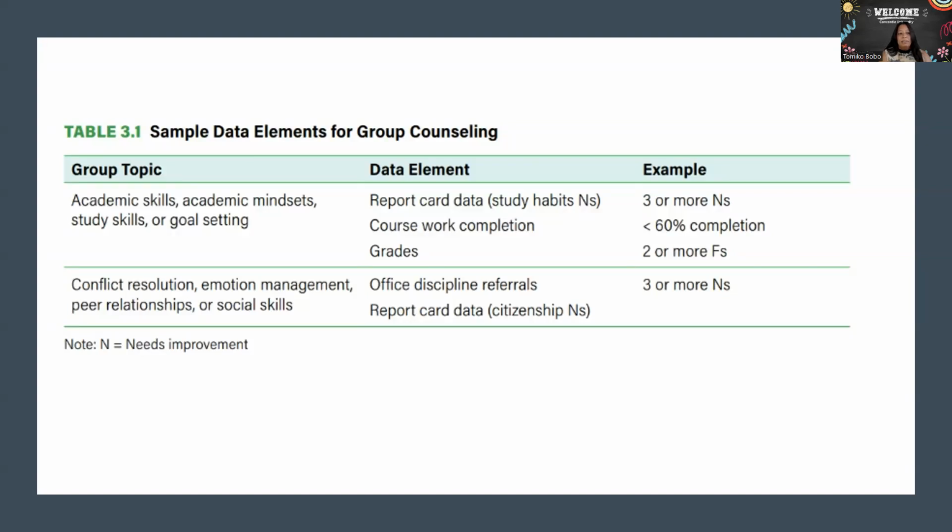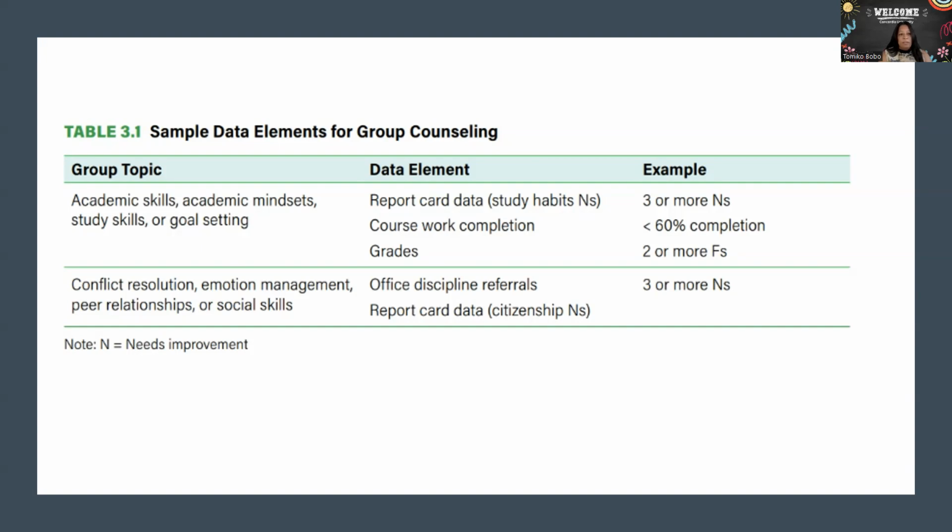You do academic skills, academic mindset, study skills, goal setting, and you use your report card data, coursework completion, grades, and then how you're going to select the students. Which of the small groups will you be addressing? 3 or more Ns, less than 60% completion of the work, 2 or more Fs.